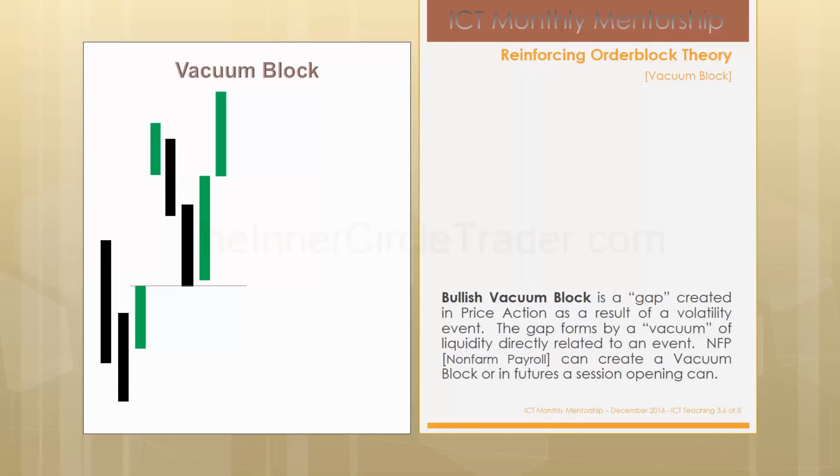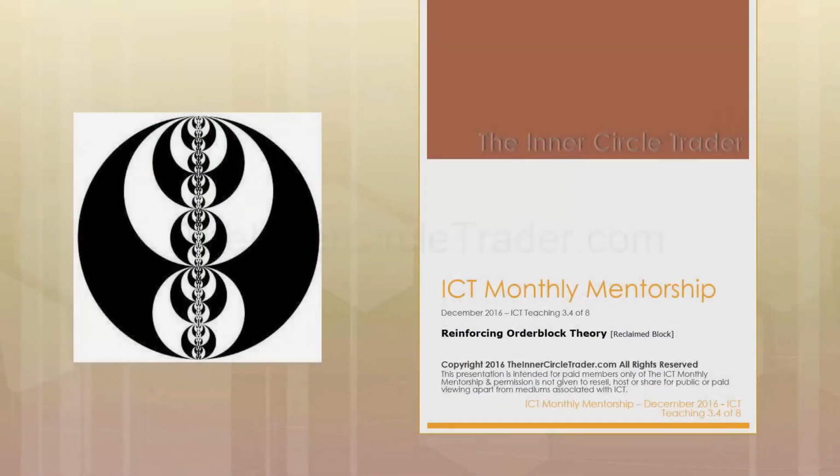The reverse would be seen if we had gapped lower, and we would wait for that gap to fill in on some up candles, and then we would go short in the same manner that we would do here, looking for longs, just in reverse.